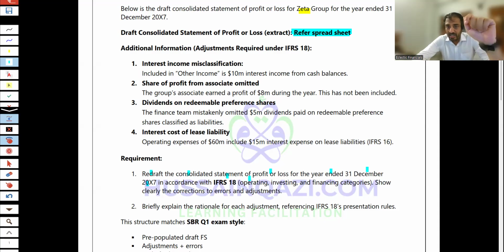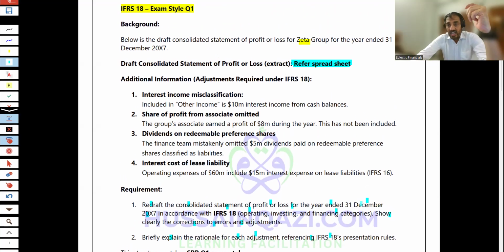That's about operating, investing, financing categories, and maybe something about aggregation or disaggregation matters, maybe something about labeling matters, and show clearly the correction of errors and adjustments. Then briefly explain the rationale, the justification. Rationale means justification for each adjustment referencing IFRS 18 presentation rules. So the examiner can examine this way. The question I have prepared with the support of AI.